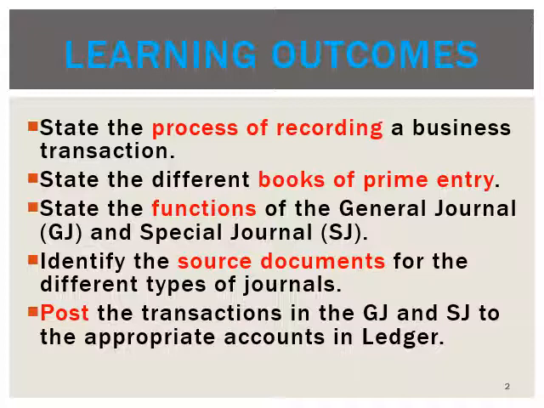First learning outcome is to state the process of recording a business transaction. Learning outcome number 2, to state the different books of prime entry. Number 3, to state the functions of the general journal and the special journal. Number 4, identify the source documents for the different types of journals. And number 5, post the transactions in the general journal and special journal to the appropriate accounts in ledger.